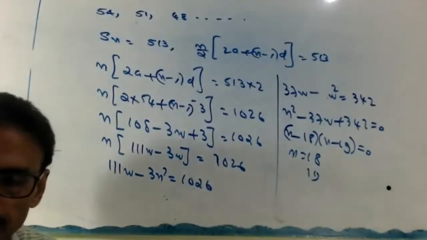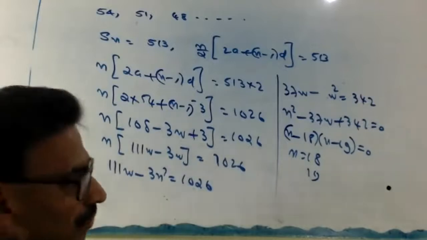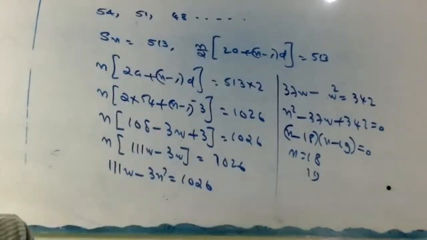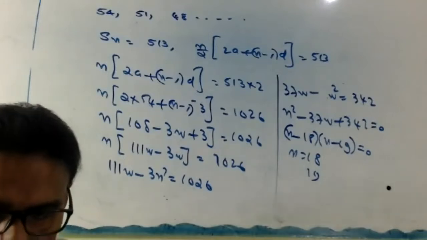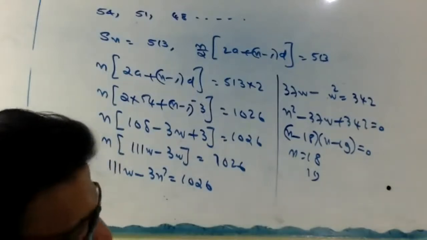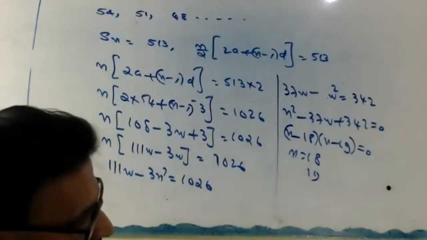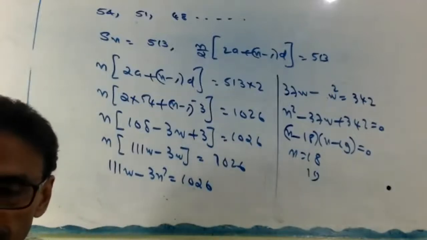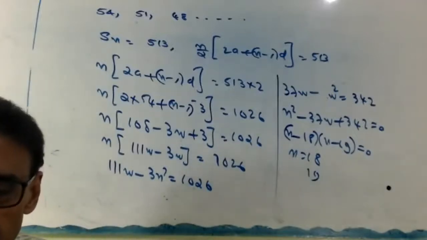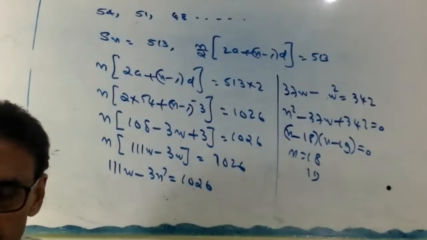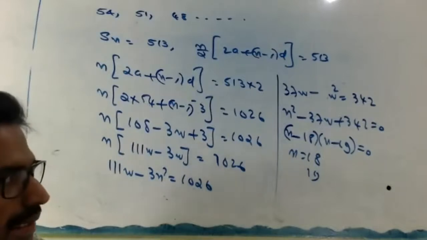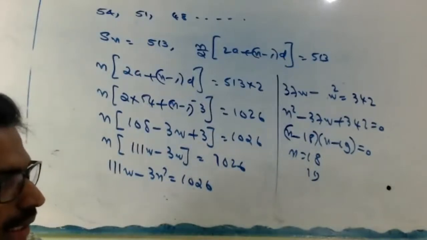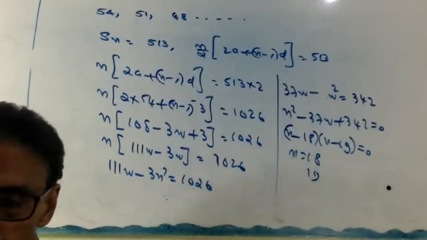Okay, so now look here. Now we got S18 equal to 513. The sum of 18 terms is 513, and S19 is also 513. How has it happened? What is the reason for the double answer? You have to explain that. S18 equal to 513, S19 equal to 513.